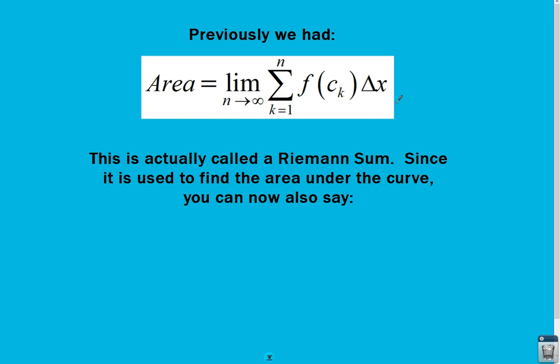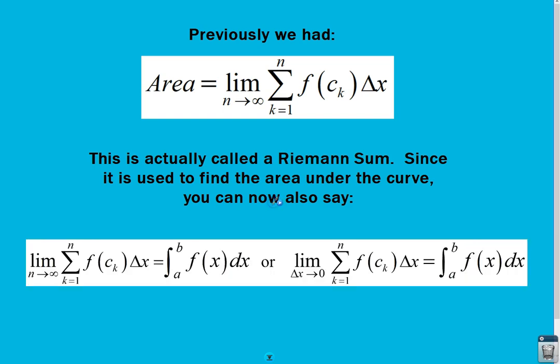So since we use it to find the area under the curve, we could now also say that the exact area, with the limit definition, my new notation is to call this the integral. There it is. I know you guys have been waiting for integrals for a while now. Finally found them. The integral from a to b of f of x dx. Now, this is what we did yesterday or previously.